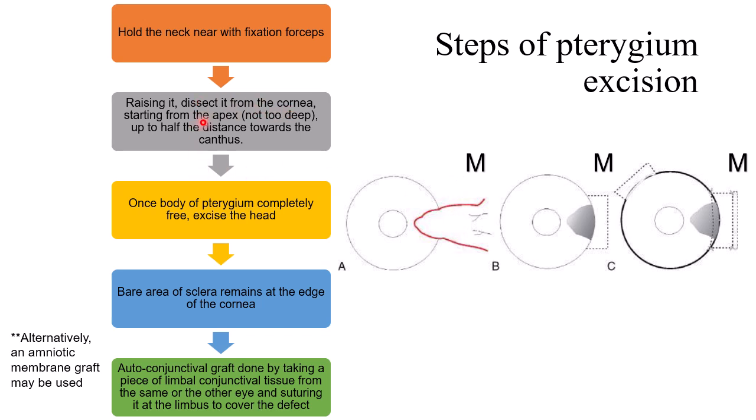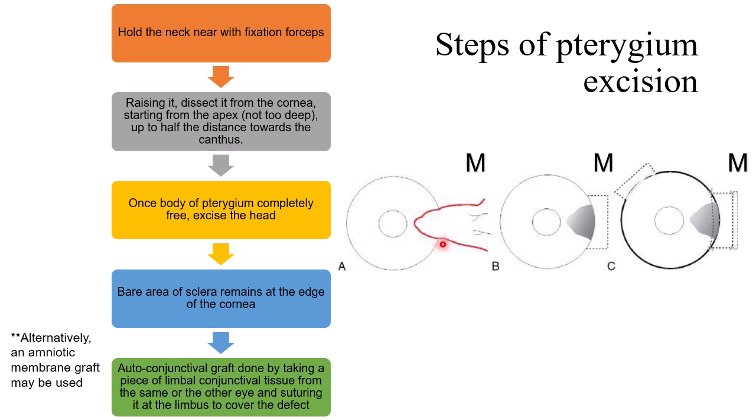We raise it, dissect it from the cornea, right? We've held it over here and we start dissecting from the cornea. We go up to half the distance towards the canthus, up till here. Okay. Now you have to be very careful because there is a medial rectus muscle over there, so you cannot cut that muscle. Once the body of the pterygium is completely free, you excise the head.